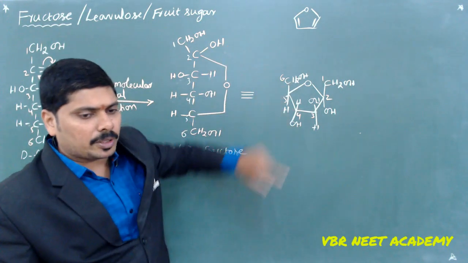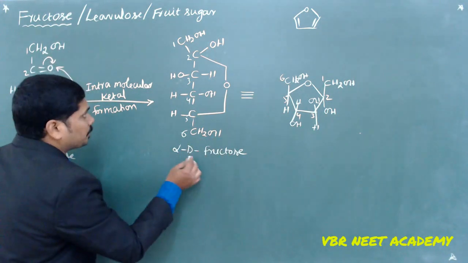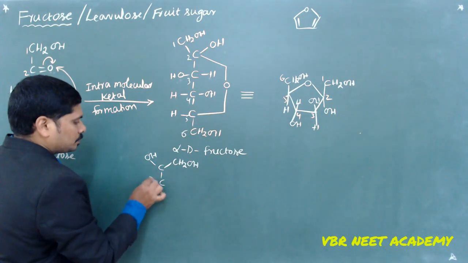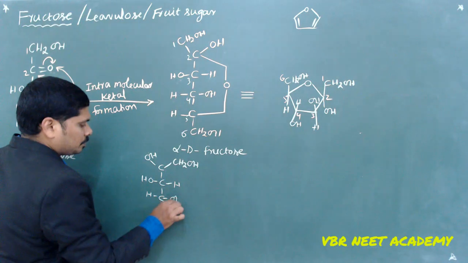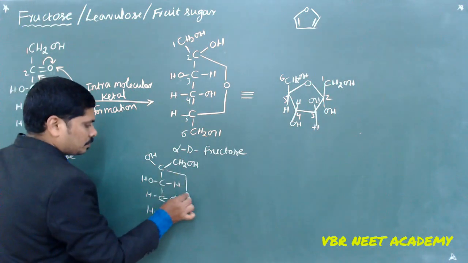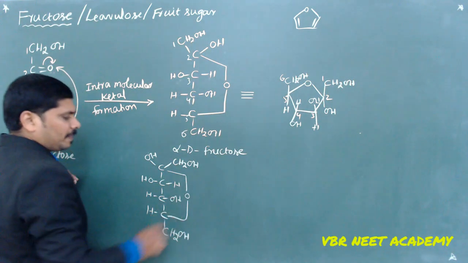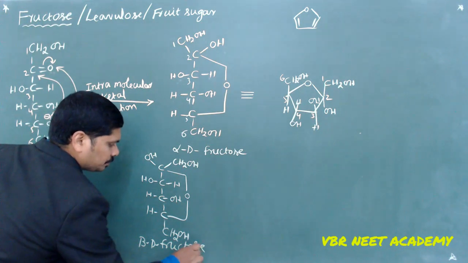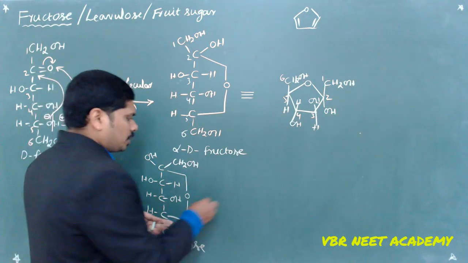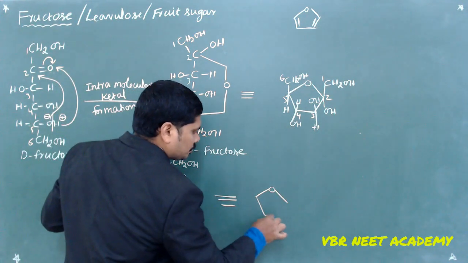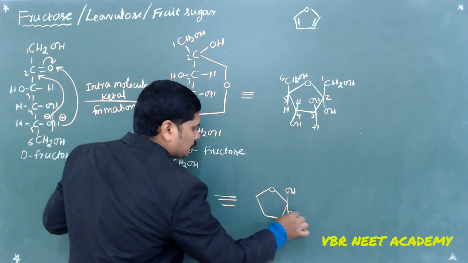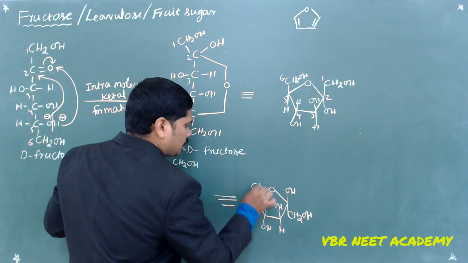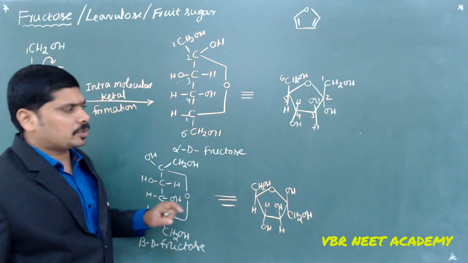If I want to write beta-D fructose, how can I write this one? Now here it is OH on the left hand side. Now this one can be called beta-D fructose. If I want to write this one, OH on top, CH2OH, OH H, H OH, H CH2OH. This is beta-D fructose. This is alpha-D fructose.